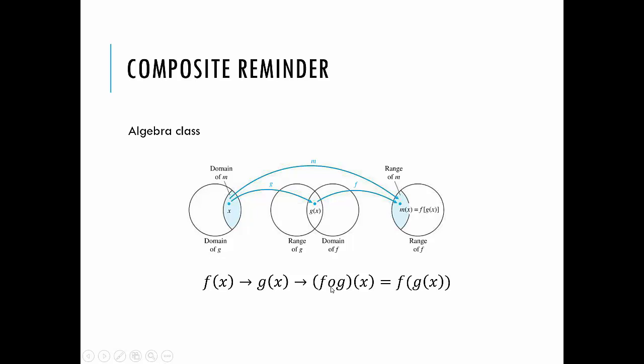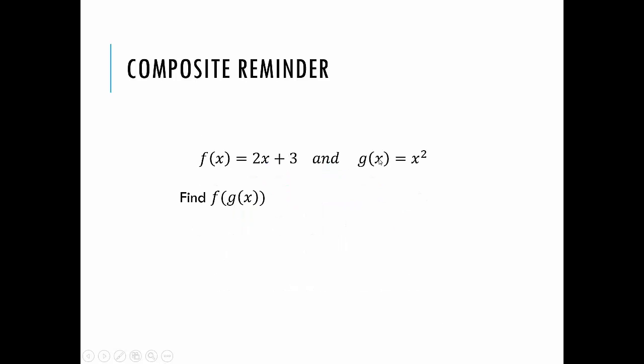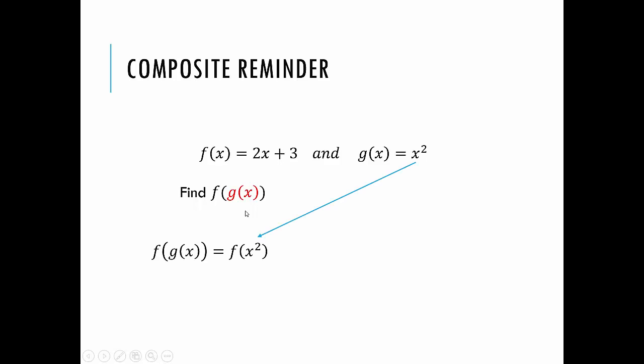A lot of times you'll see this, and I always laugh because students call it "fog", but this is f of g of x. And usually this last piece here is how you see it written. So if I had two functions here and I wanted to compose them, I start with the inside. Where I see g of x, I plug in x squared. Now instead of f of g of x, I have f of x squared. I plug in x squared where I see an x into my 2x plus 3, and I get my composition function.